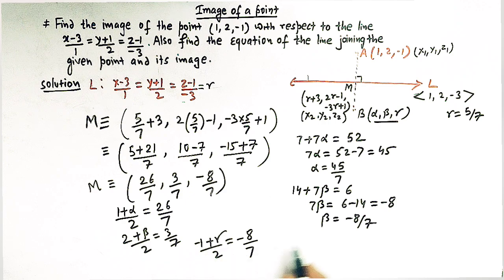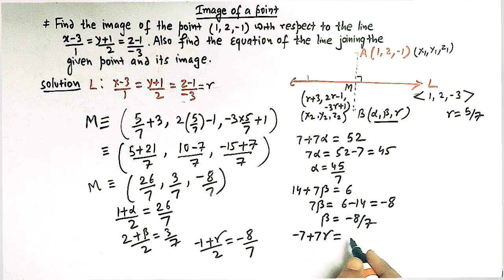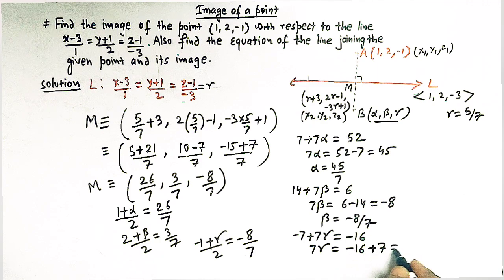And from here we have minus 7 plus 7 times gamma, that is equal to minus 16. 2 times minus 8 is minus 16. So 7 gamma is minus 16 plus 7, that is minus 9, right? So the value of gamma is equal to minus 9 over 7.